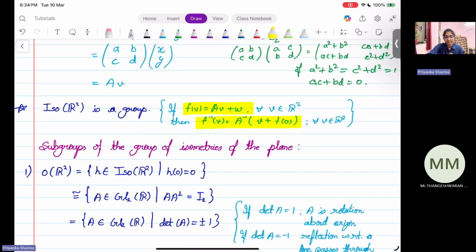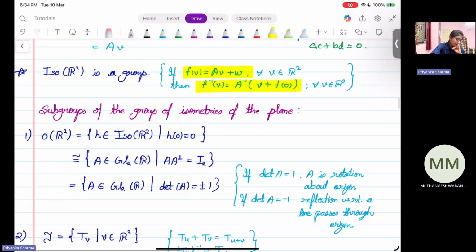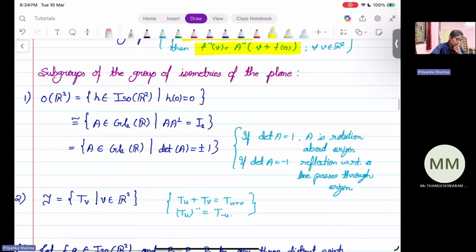If we define the inverse like this, then the collection of all isometries under the composition of maps will form a group. Now we have some subgroups of the group of isometries of the plane. The first one is denoted by O of R squared, this is actually capital O. This is the collection of all those isometries on R squared which fix the origin. That is why we write this O with respect to the origin.